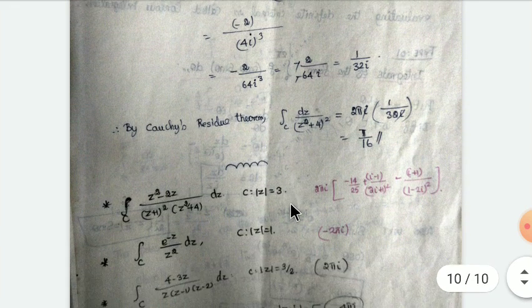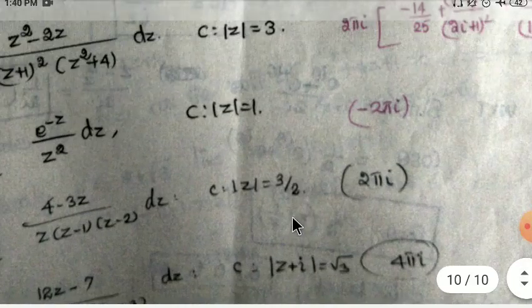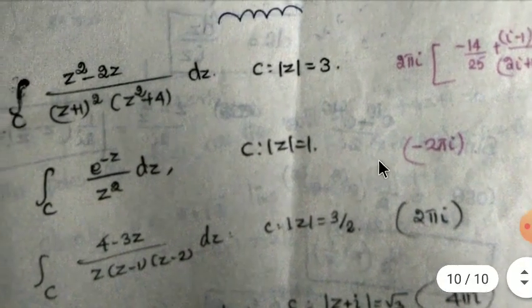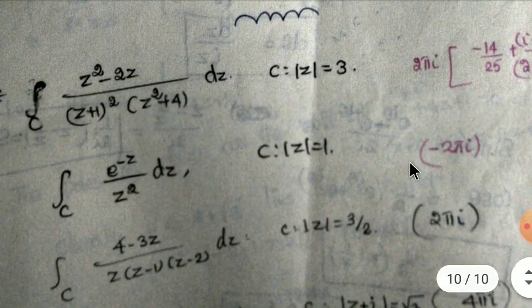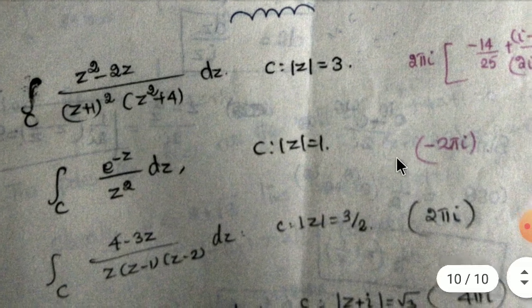A few problems for your practice. Please try this question. See the question: integral over c of (z squared minus 2z) by (z plus 1) whole squared into (z squared plus 4) dz, where c is mod z equal to 3.